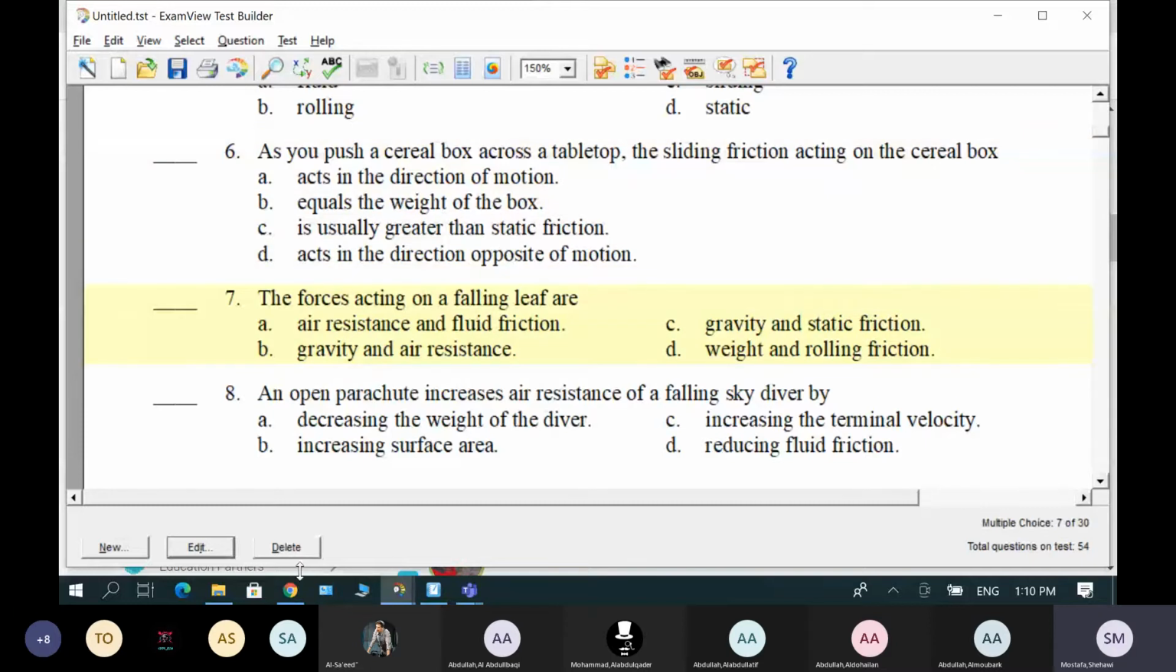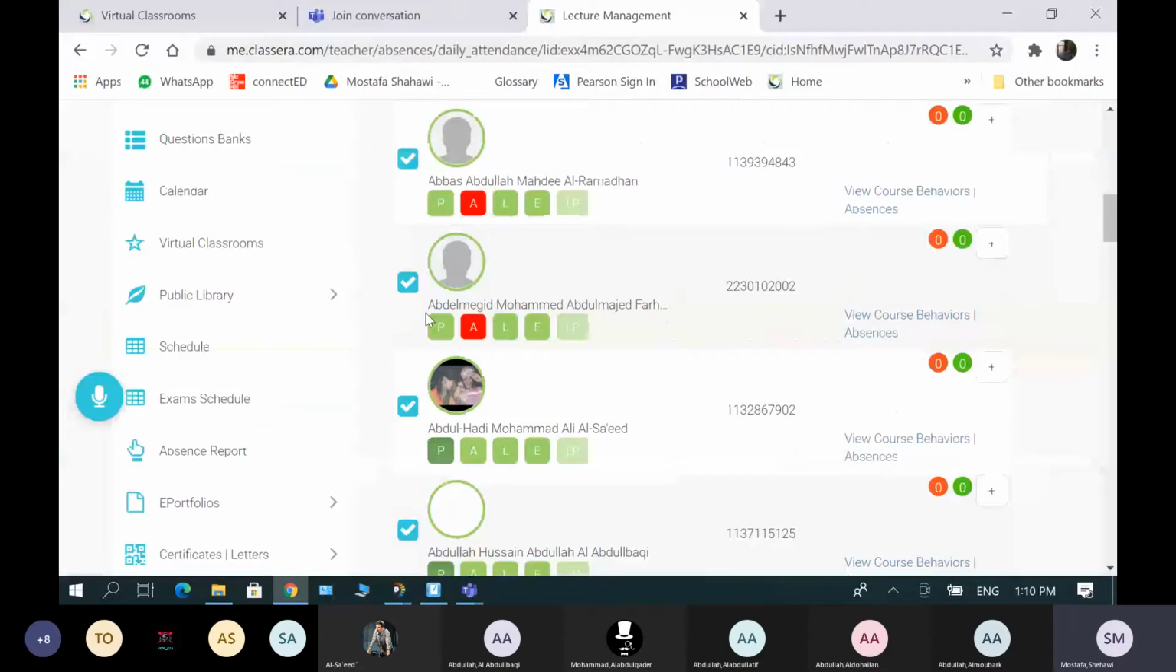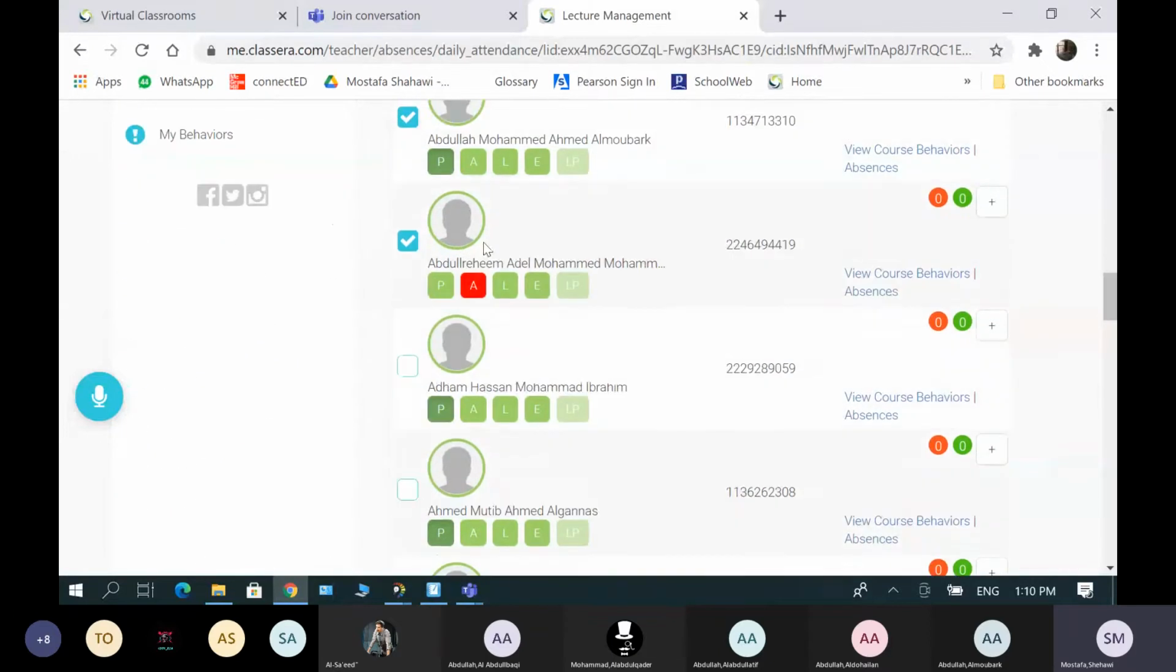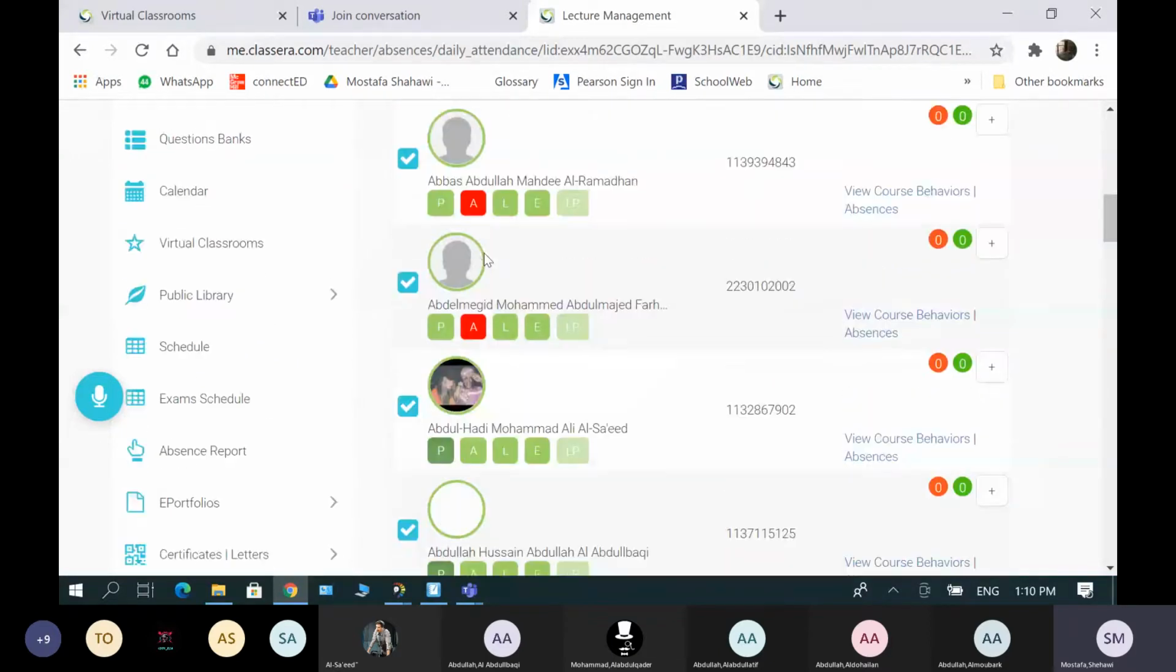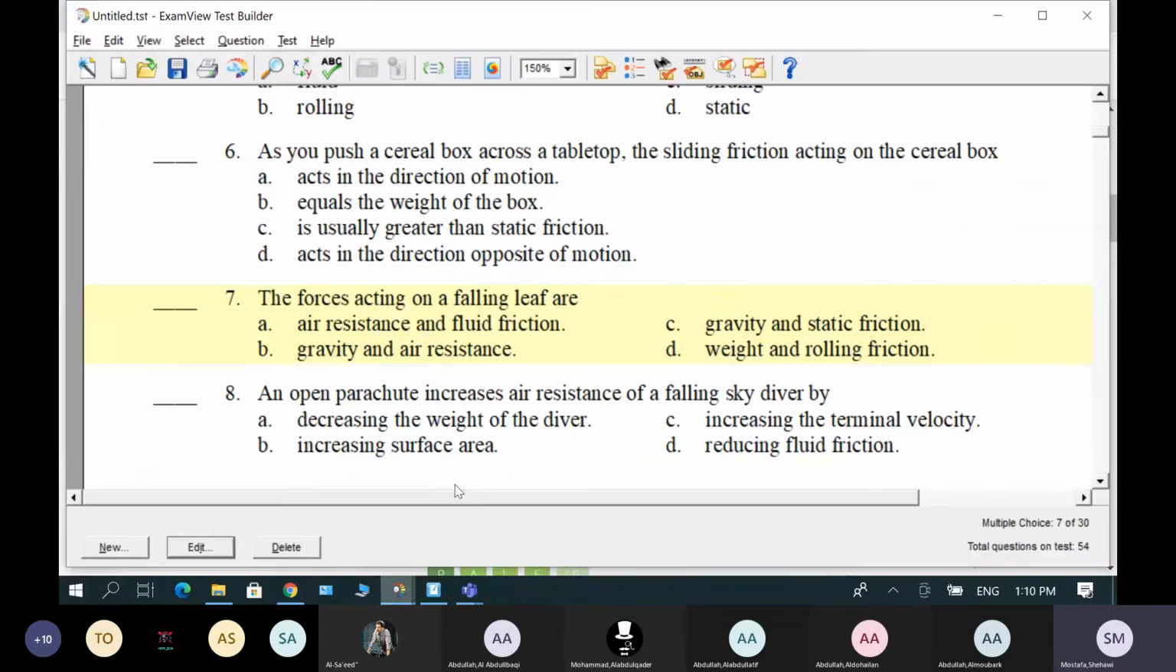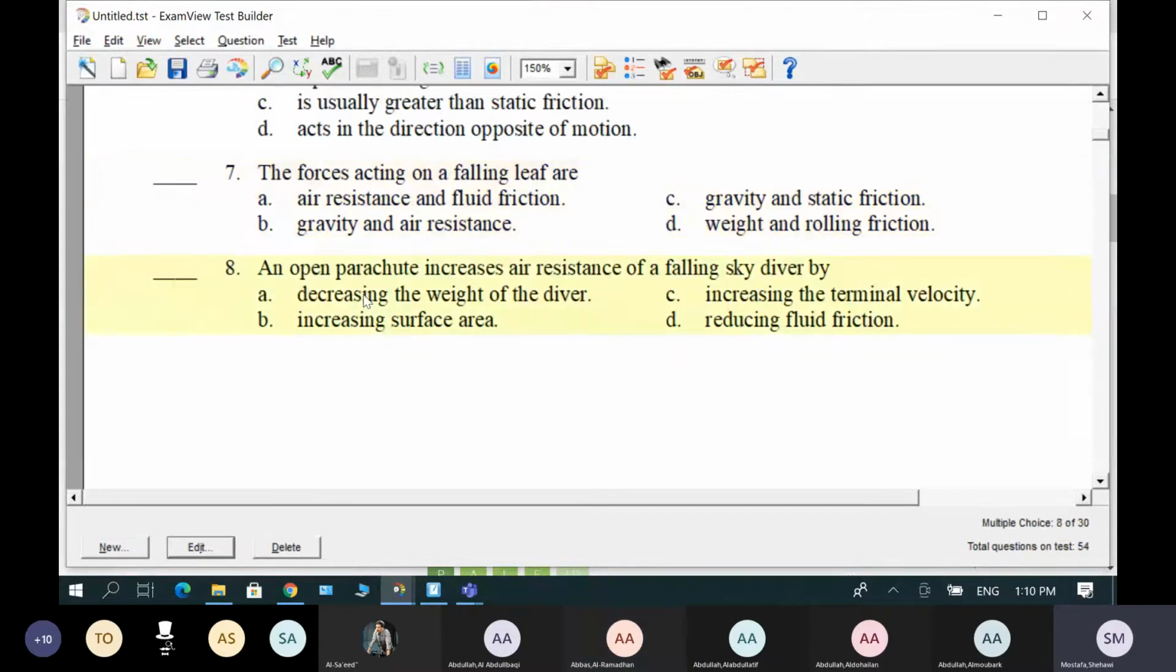Thank you, Abdulhadi. We still have Abdulmajid absent. Abbas. No, Mr., I'm here. Who? Abbas? Yes. Okay, Abbas. Read question 7. The forces acting on a falling leaf are... Gravity and air resistance. B, gravity and air resistance. Yes, the answer is B. Thank you, Abbas.